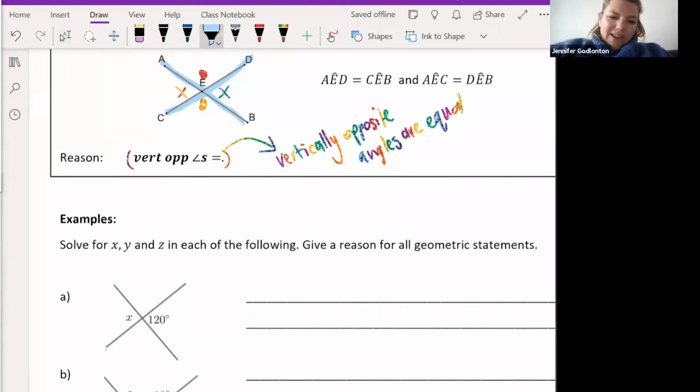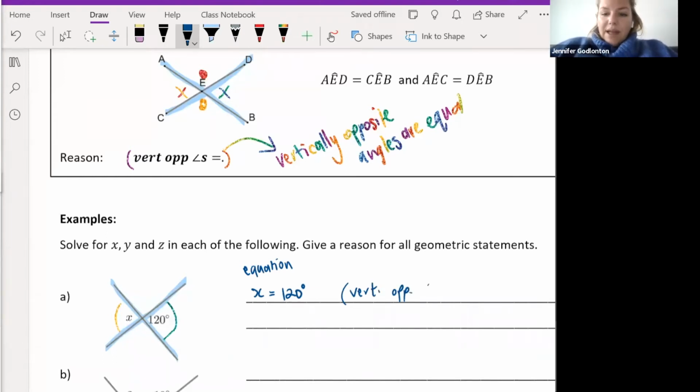So what we've got over here is our 2 straight lines. That means this angle here has to be equal to that angle there. We don't have to do anything fancy. We can literally just say X is equal to 120 degrees. Then remember, we leave a space. We always have our equation, and then we leave a little bit of a space, and then we write our reason. Our reason we always put in brackets. So I'm going to say vert opp angles are equal in brackets like that. And that would be the end of the question.